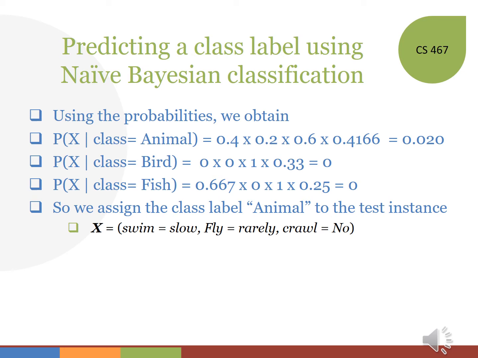Similarly, we can compute the probability of x given class equal to bird and probability of x given class equal to fish. So, from the probability values we can see that the highest probability value is for class animal. Therefore, we assign the class label animal to the test instance.